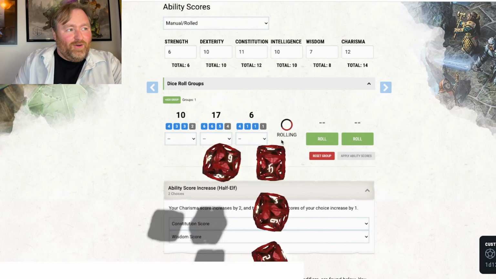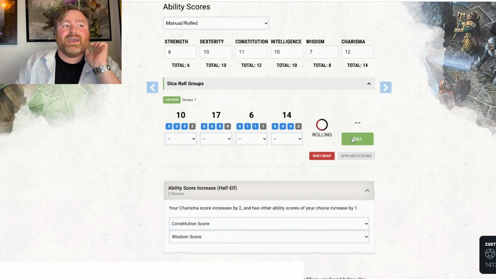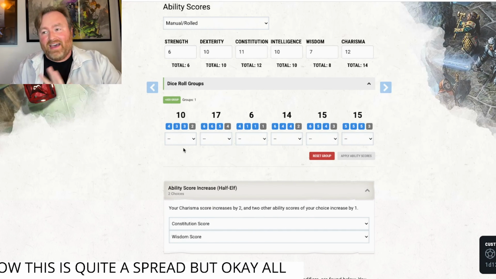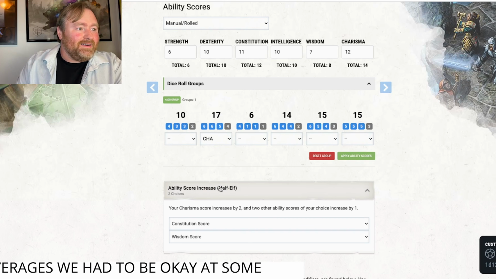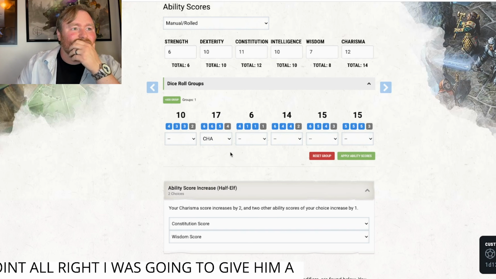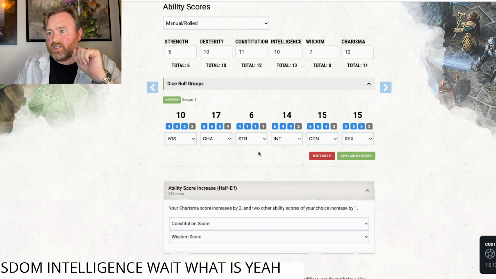Okay, there we go. 6, 14. Wow, this is quite a spread. But okay, all right. Law of averages. We had to be okay at some point. All right. Wow, that's gonna give him a charisma of 19. That's so much. But sure, I like it. Yeah, definitely strength for 0 for this character, for sure.